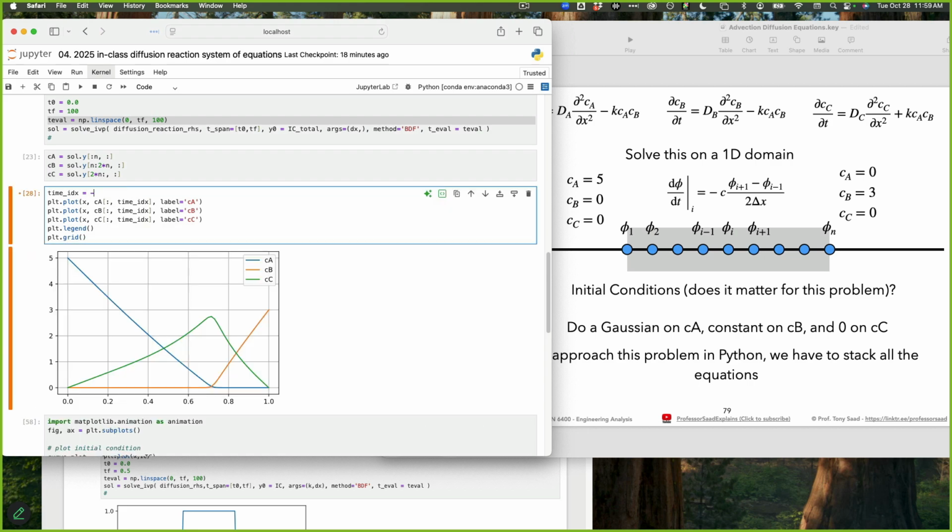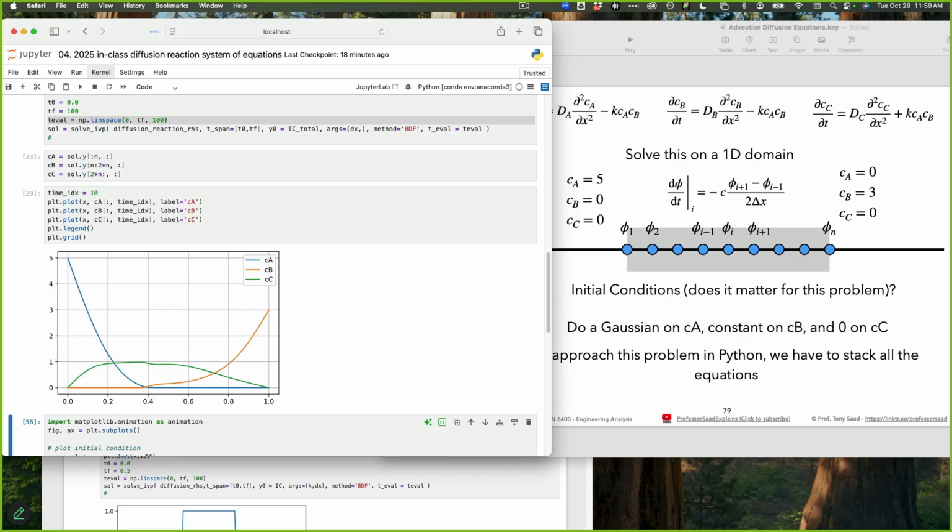This is what's happening, okay? So at 10, notice CA sort of diffused really quickly. Okay, the initial condition didn't matter. I told you in the end, the initial condition is not going to matter. It's what the boundary conditions are going to determine.